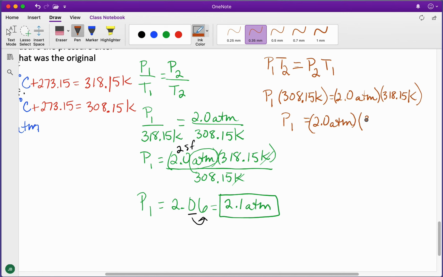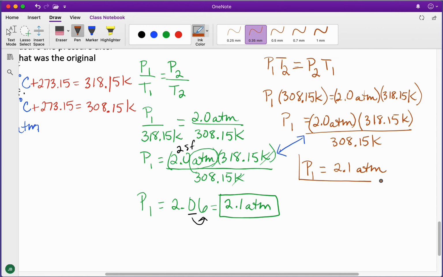atmospheres times 318.15 kelvins all over 308.15 kelvins. So once again, we come to this place where the two formulas come together and look very similar, and that's perfectly fine. They should at some point look very similar, and once again our final answer is going to be 2.1 atmospheres.